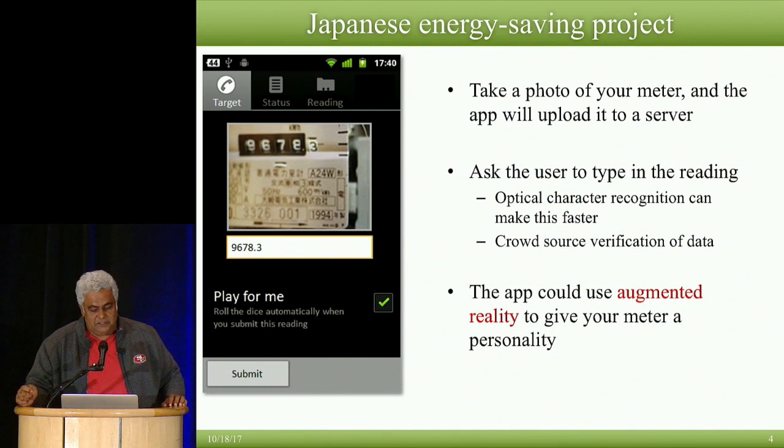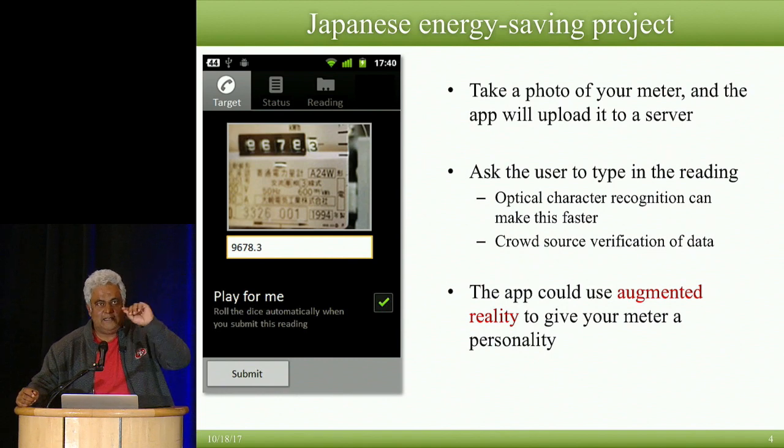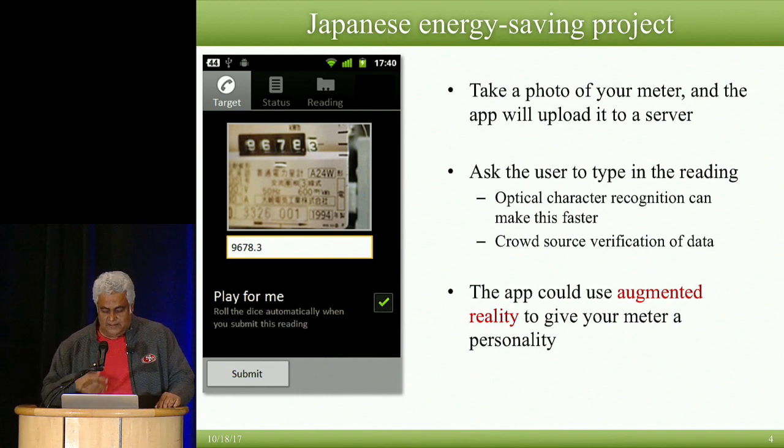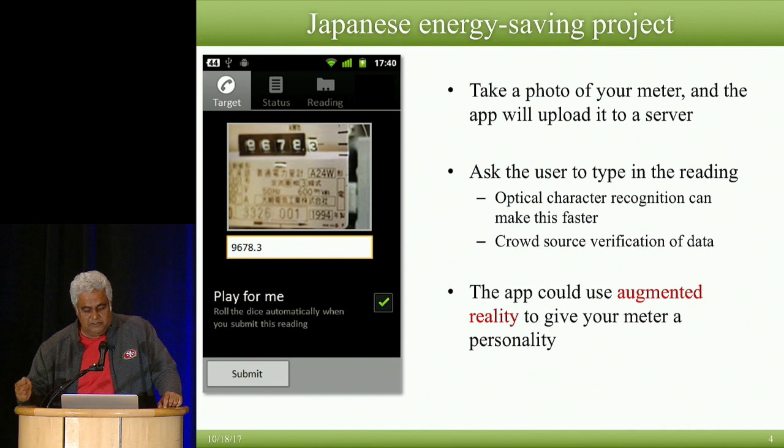When we get someone to take a picture, we had them also enter the meter reading, because we found that, first we thought optical character recognition could do this job, but these meters have cracks, the pane has cracks, and so it's not very easy to read your meter, okay? And so we had people enter it, and there was an augmented reality widget that gave the meter a personality, so the meter could speak to you. That was proposed here, but actually done.